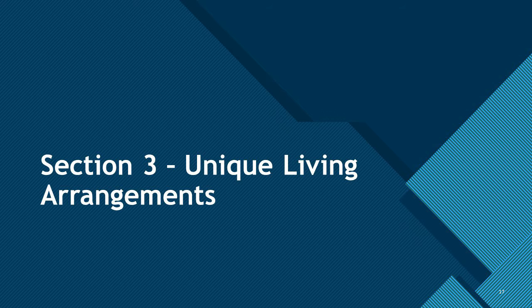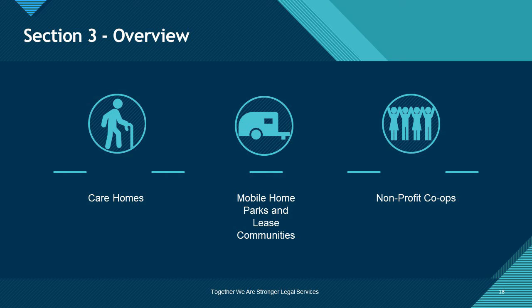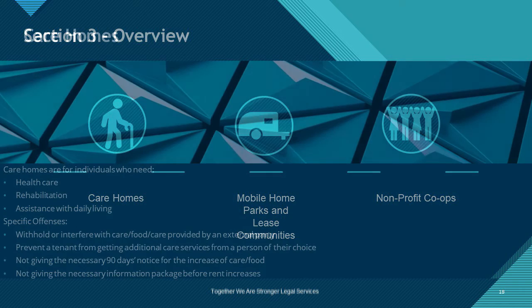In this next section, we will briefly visit a few examples of unique living arrangements to go over some of the less common rules you may want to be aware of. We will discuss care homes, mobile home parks and lease communities, and nonprofit co-ops.